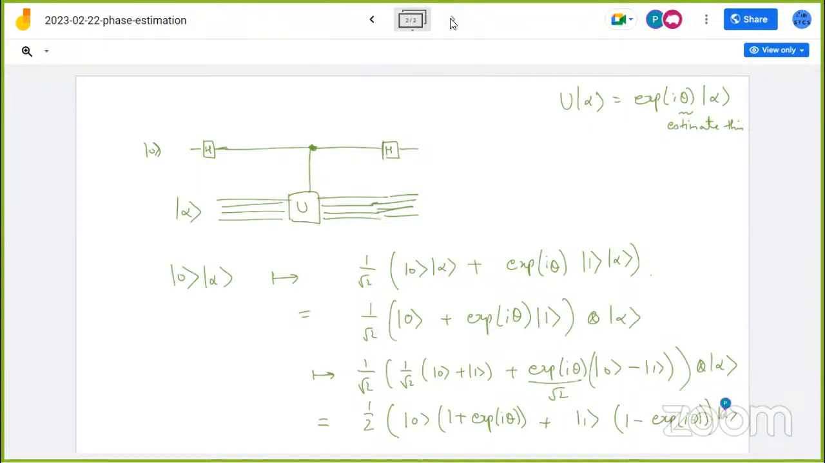Then what are we given? We are given U. We are given a classical description of U, so we can even do some arbitrary stuff. For example, we can do control U also. And this alpha we are given as a quantum state. We are promised it's an eigenvector.